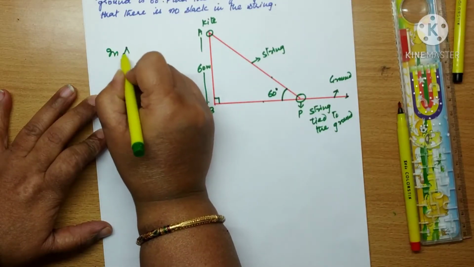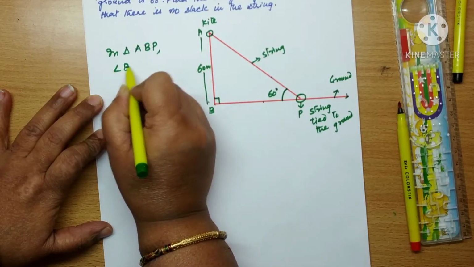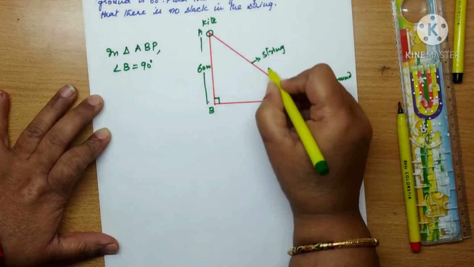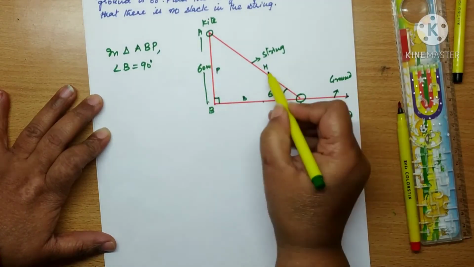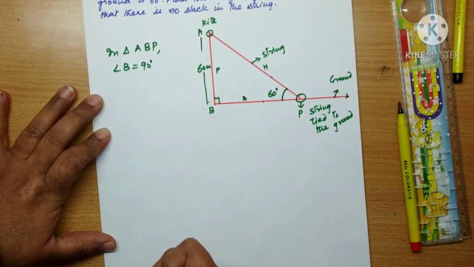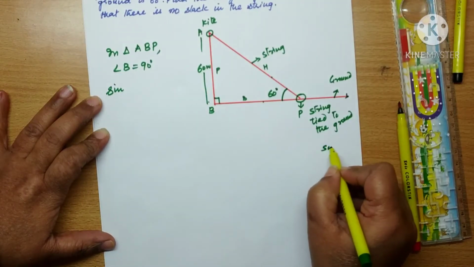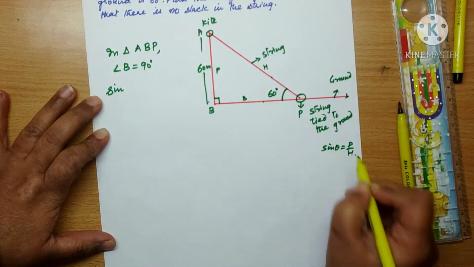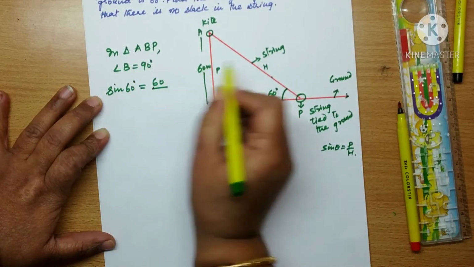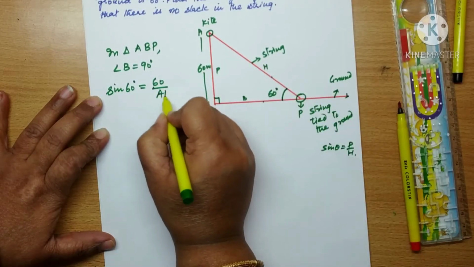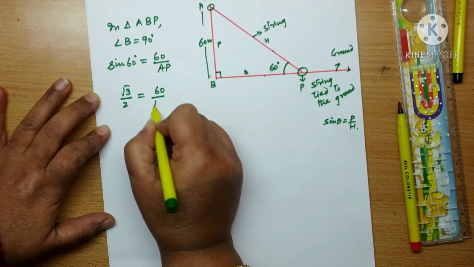Now in triangle ABP, angle B is 90. Now here this is my hypotenuse, this is base and this is perpendicular. We are looking for hypotenuse and I have perpendicular with me. So we will use sine theta. Sine theta we know is perpendicular by hypotenuse and theta here is 60. So sine 60 is 60 by this hypotenuse which is AP. Sine 60 is root 3 by 2 is 60 by AP.